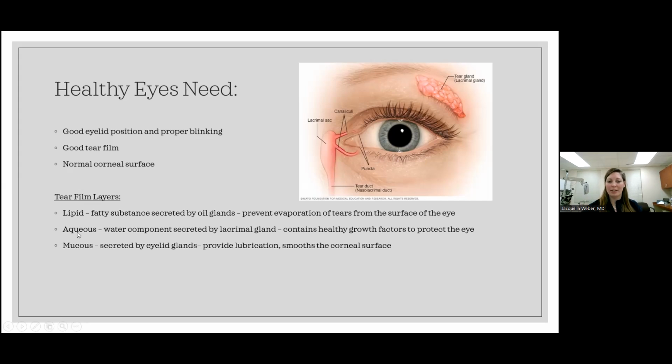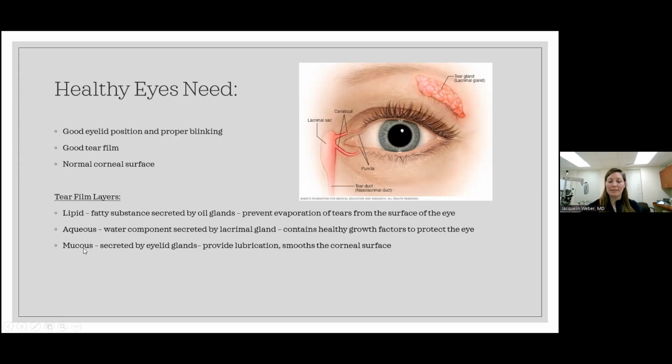The second component is aqueous. So that's another word for water. And that's what's secreted by the lacrimal gland. So the water comes out of the lacrimal gland. It also contains a lot of healthy growth factors and some enzymes that can protect the eye against infection.